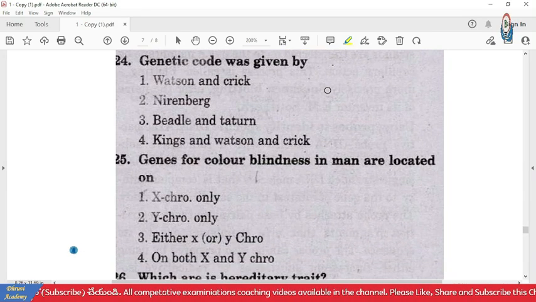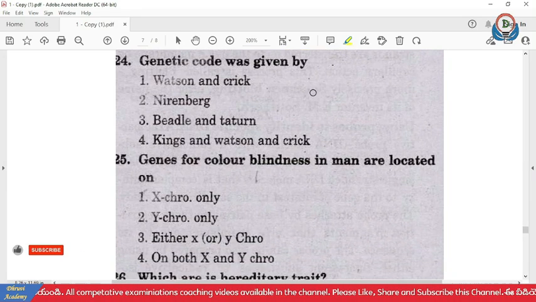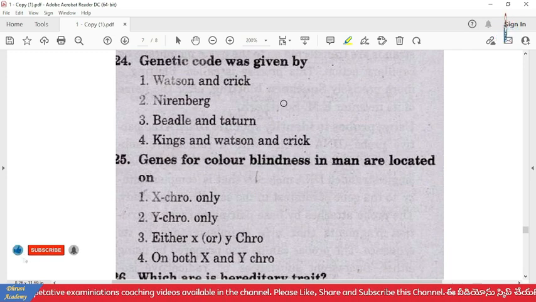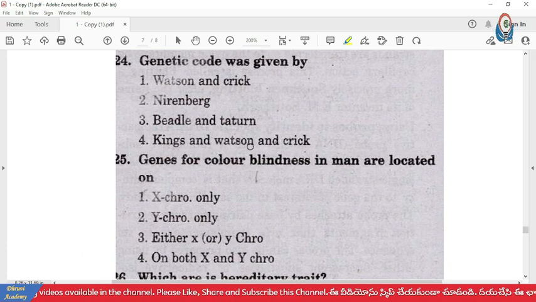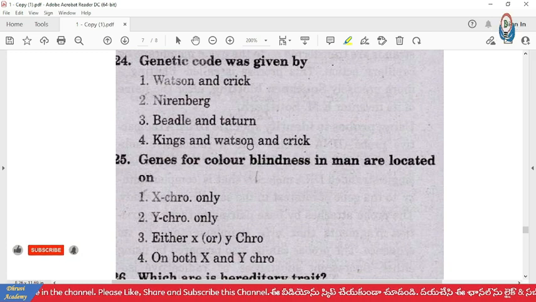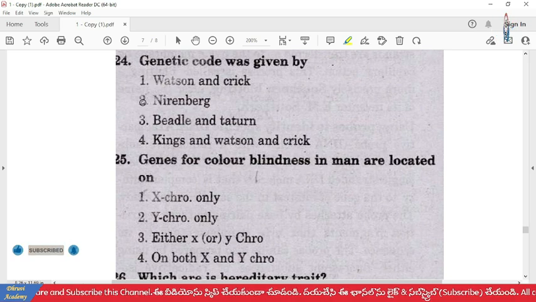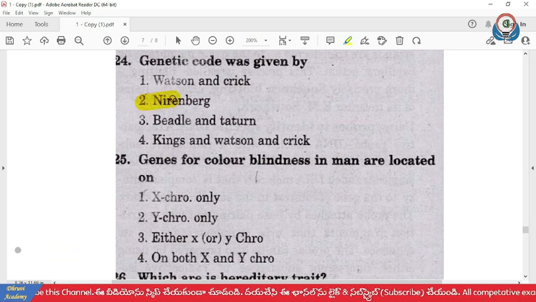Genetic code was given by whom? Is it Watson and Crick, Nirenberg, third one Beadle and Tatum, or fourth one King, Sanger, Watson and Crick? Which is the correct answer? The genetic code was given by Nirenberg. He gave the genetic code.